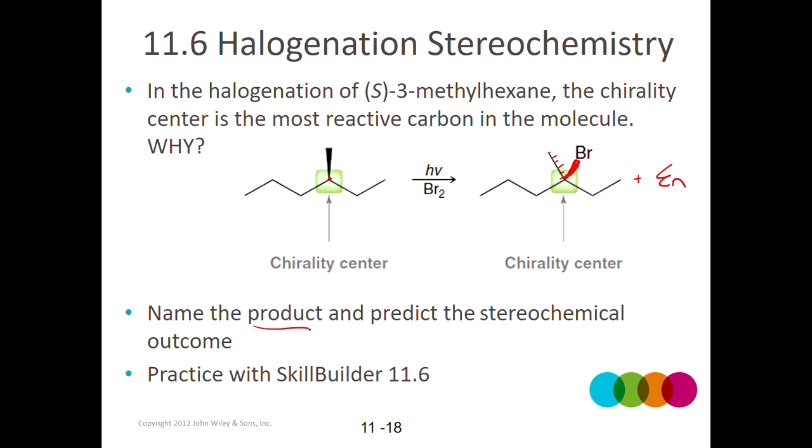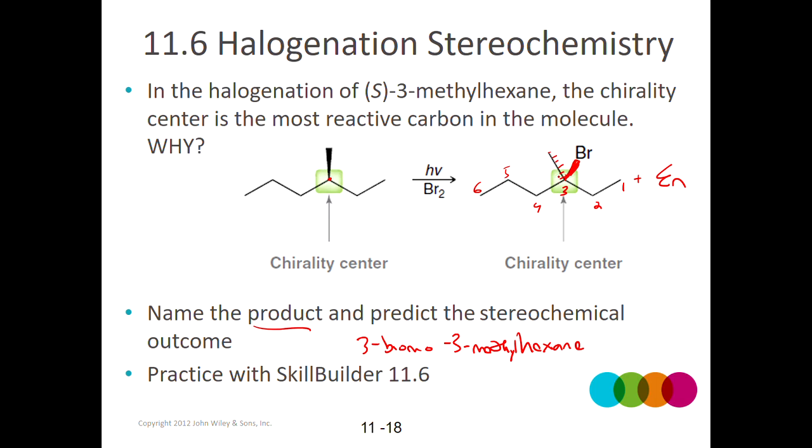So what's the name of that product then? If we wanted to name it, we would find the longest chain of carbons and number it from the side that gives the substituents the lowest numbers possible. So a 6-carbon chain is hexane. I've got a methyl on 3 and a bromo on 3, so 3-bromo-3-methylhexane.